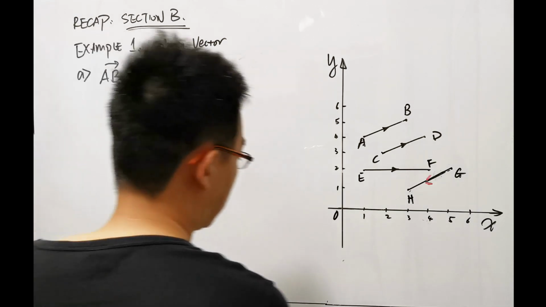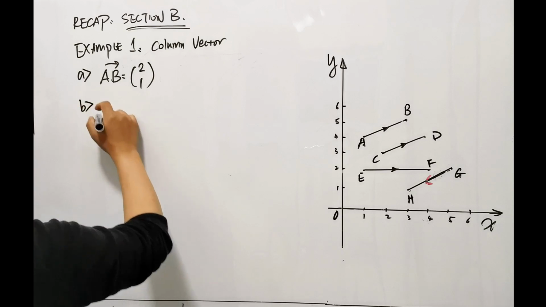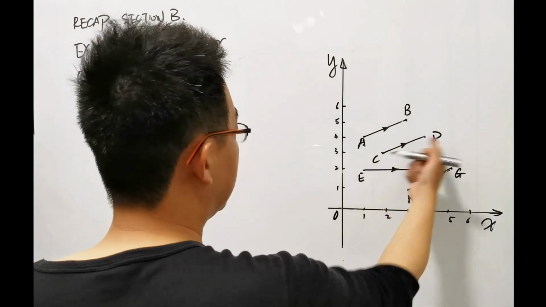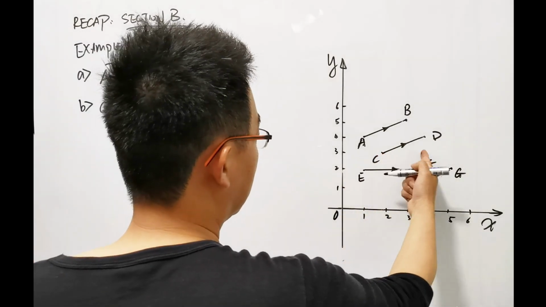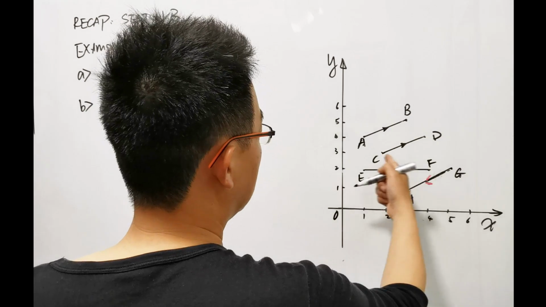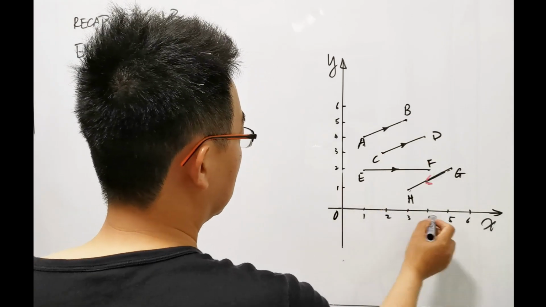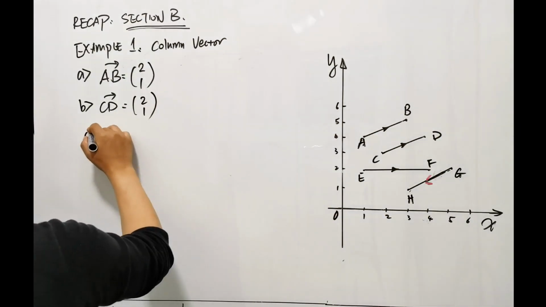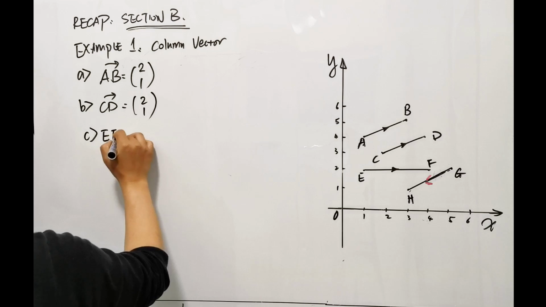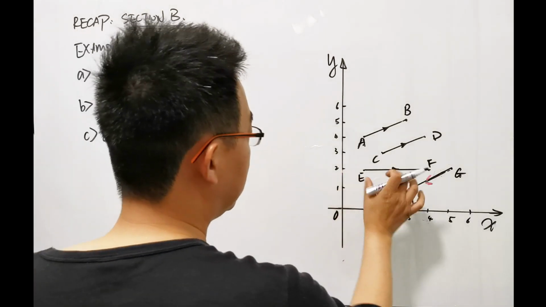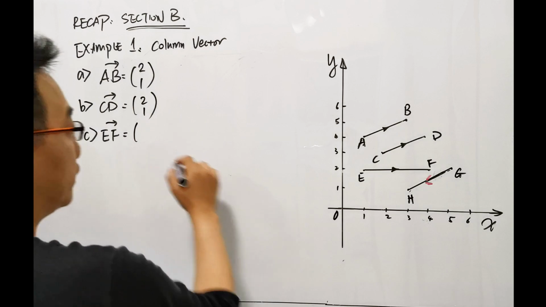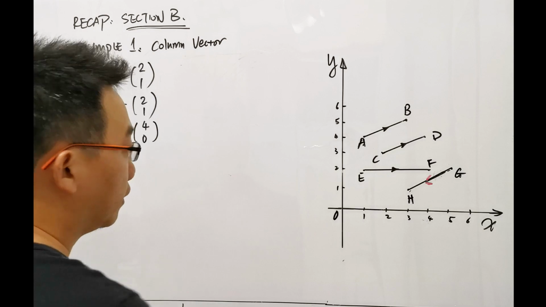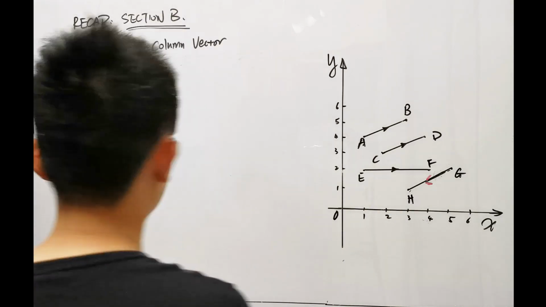Okay, very fast. Let's move on to the next one. Let's look at C to D. Okay, C to D is typically the same thing, right? So horizontally, C to D is a displacement of 2, and then going up is 1. Okay, next is E to F. E to F horizontally, you just move 4. Vertically, nothing, 0. Sorry, 1, 2, 3. It's 3, 0.